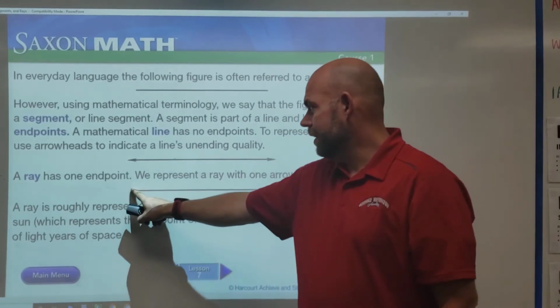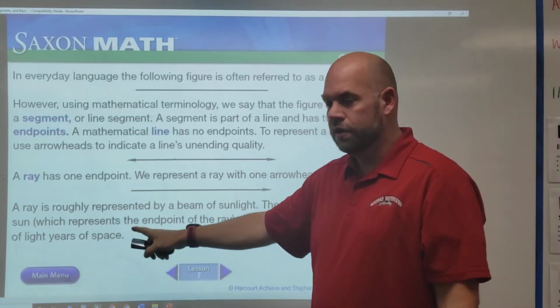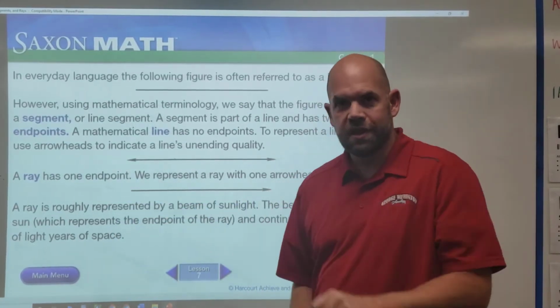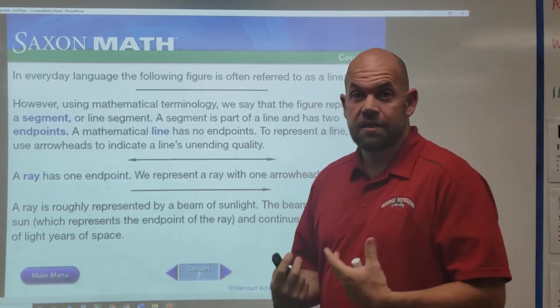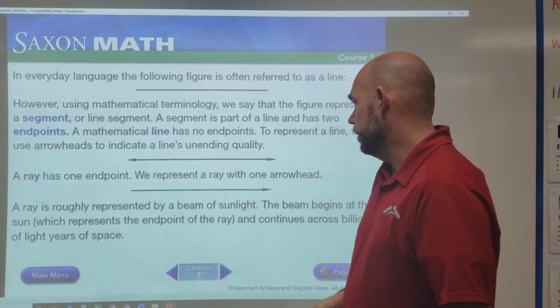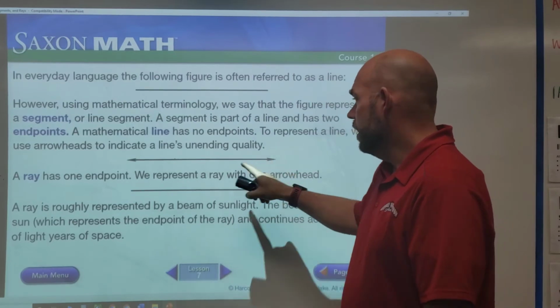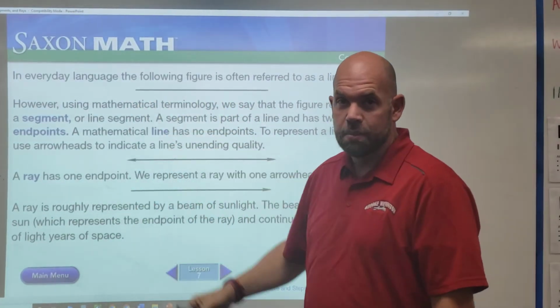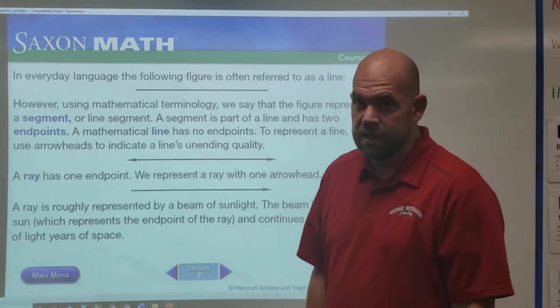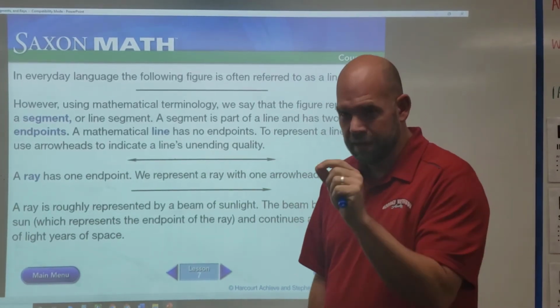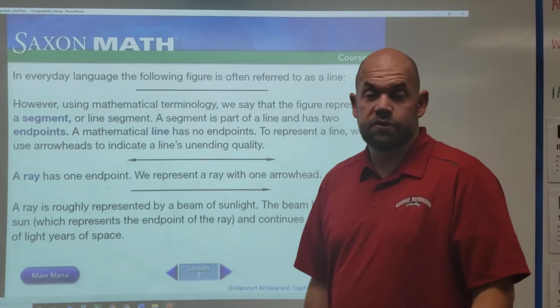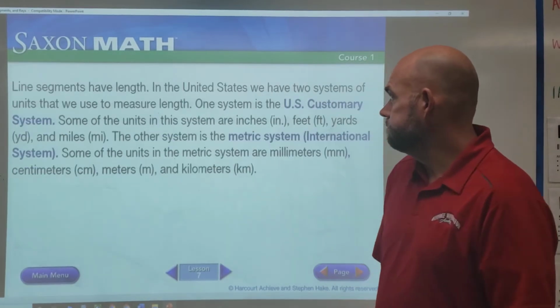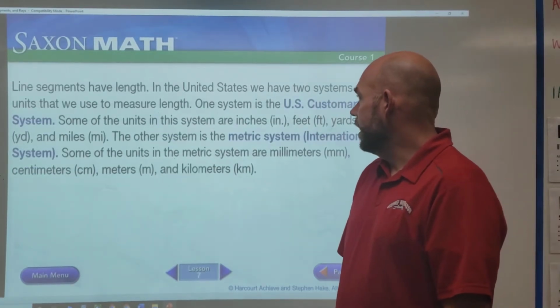So even though there's not a dot written here, we can assume that if there's an arrow on one side, it goes on forever, and the other side has an ending point. Okay, and then this would be a line segment because it doesn't show arrows in any direction. So if you just do it without putting a little dot, we're going to assume that that is a line segment. Line segments have length.